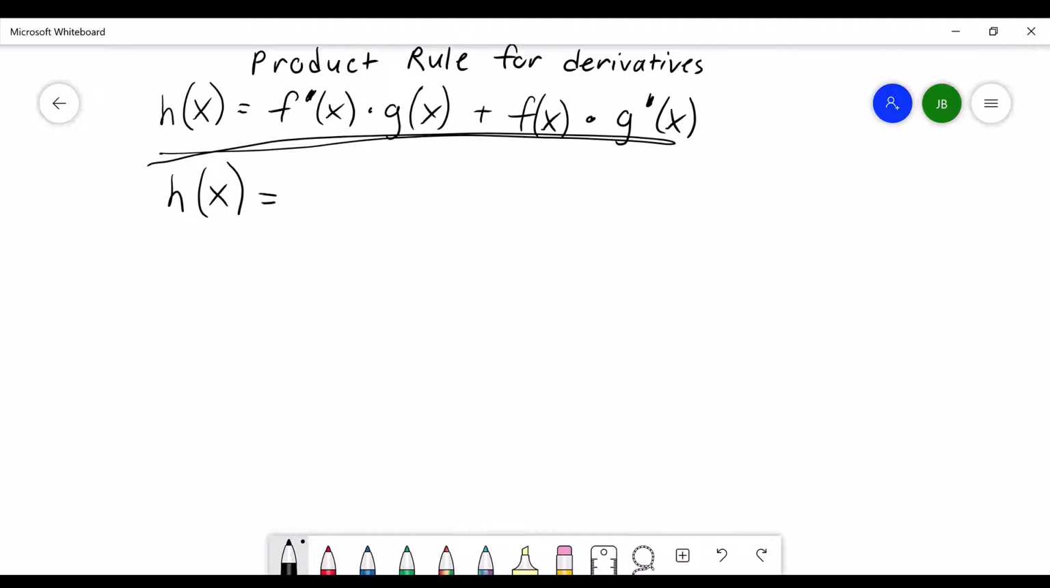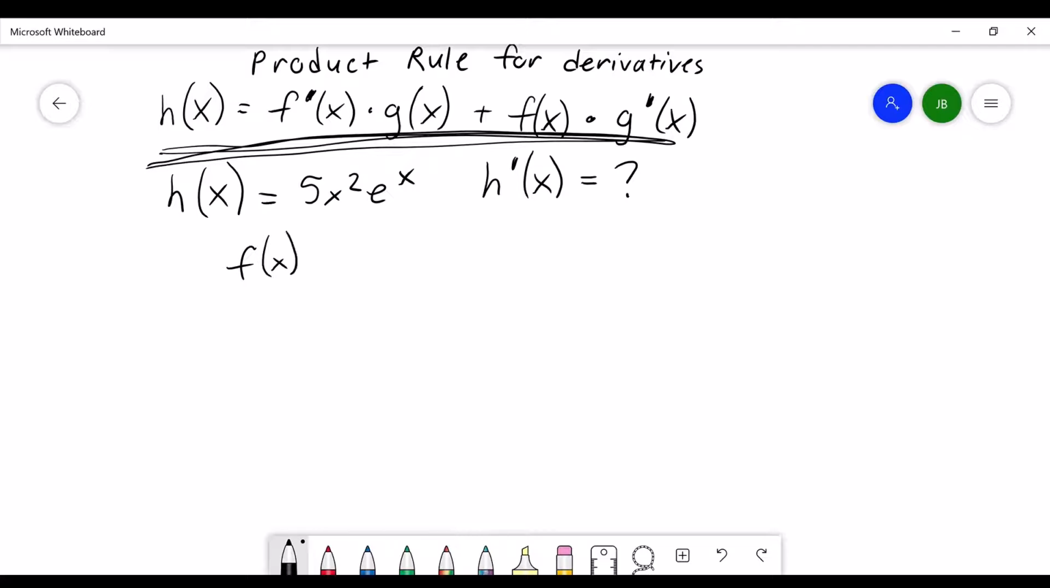So, for our example, h of x equals 5x squared e to the x. What we want to find is h prime of x, or the derivative of h of x. It's the same thing. So, for our product rule equation, we need it in two parts, an f of x and a g of x. So let's split it up. We need an f of x and we need a g of x.